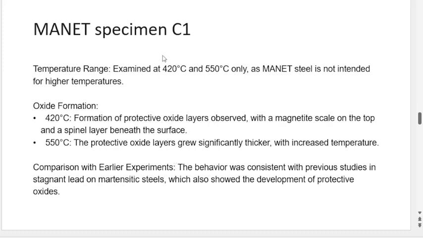As for the C1 materials, examined at 450 to 550 degrees C only, manganese steel is not intended for high temperatures, so it is not conducted at 600 degrees C. What happened at 420 degrees C is the formation of a protective oxide layer observed with magnetite scale on the top and spinel below the surface. At 550 degrees C, protective oxide scales grew significantly thicker with increased temperature.